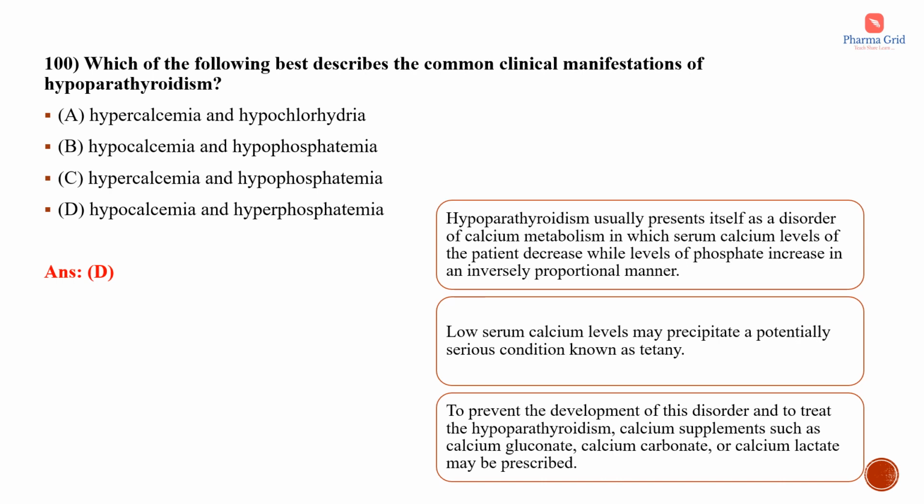Hypoparathyroidism usually presents itself as a disorder of calcium metabolism in which serum calcium levels of the patient decrease while levels of phosphate increase in an inversely proportional manner. Low serum calcium levels may precipitate a potentially serious condition known as tetany. So to prevent the development of this disorder and to treat hypoparathyroidism, calcium supplements such as calcium gluconate, calcium carbonate or calcium lactate may be prescribed.